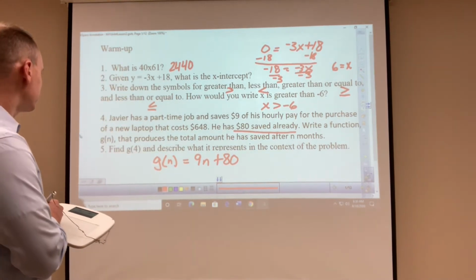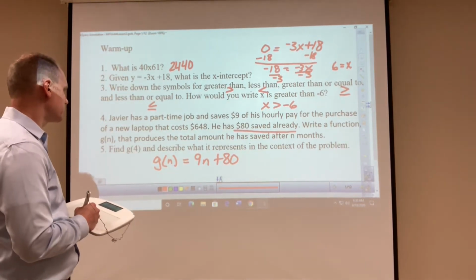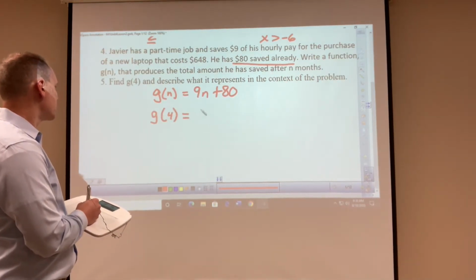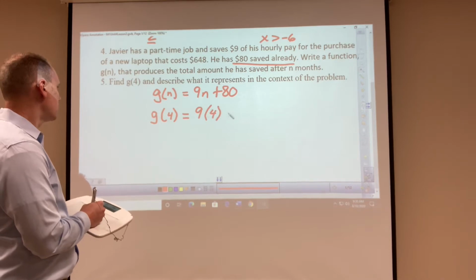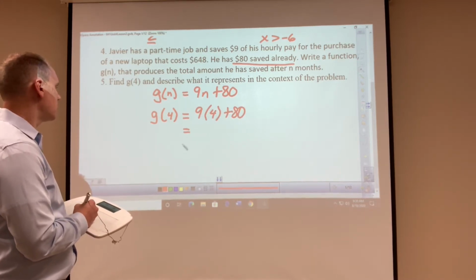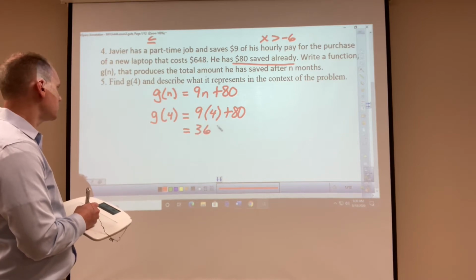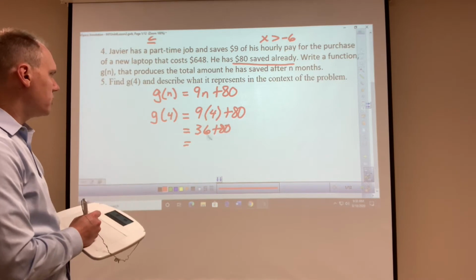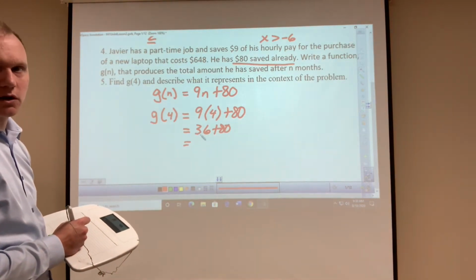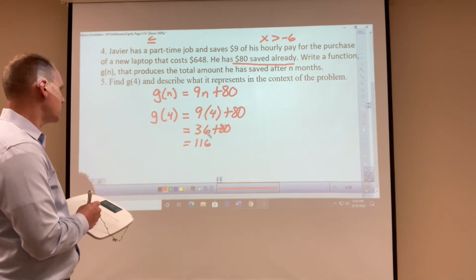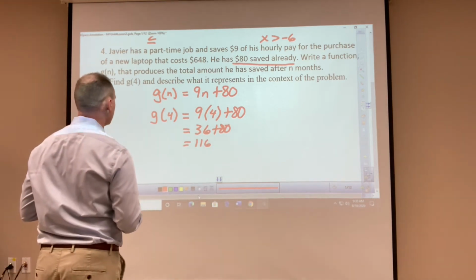All right, number 5 says find g of 4 and describe what it represents. So g of 4, that means we're going to substitute 4 in for n and simplify. 9 times 4 is 36 plus 80. 80 plus 30 would give us 110. So 116 when you add the 6 in there as well.